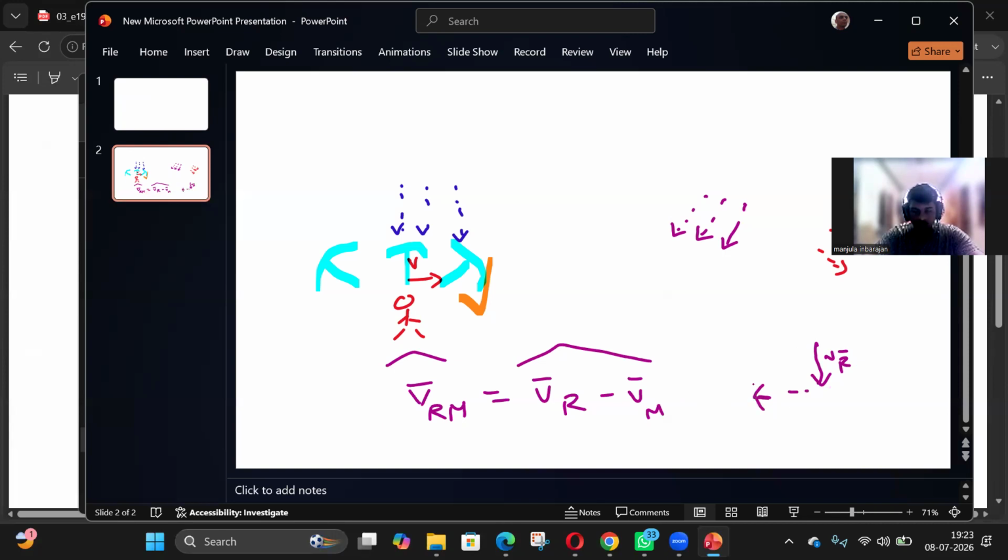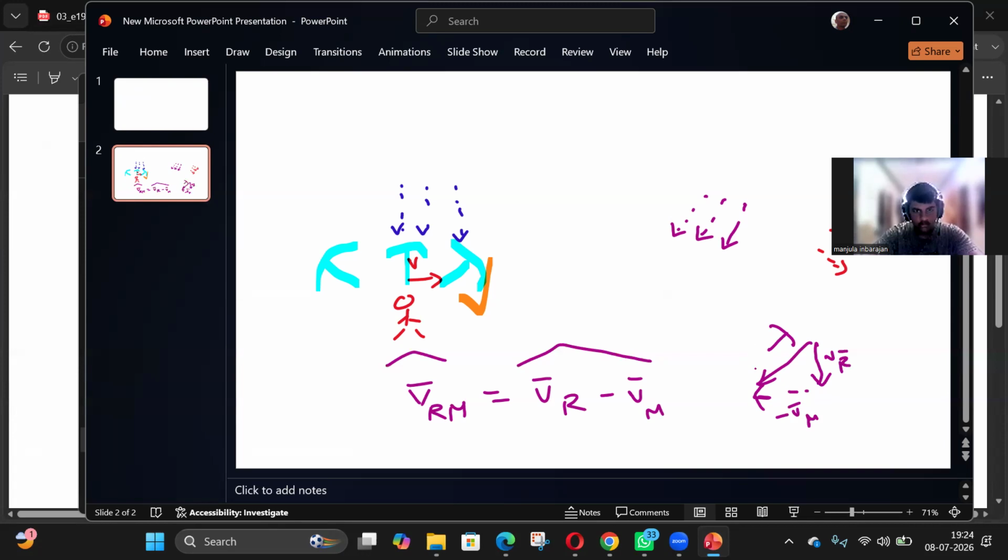I'm thinking in terms of adding of vectors. So VR minus VM is the same as VR plus minus VM. Okay, so this is minus VM. I just have to reverse the direction of the man. So this is my sum, VRM. So the umbrella should be facing this vector.